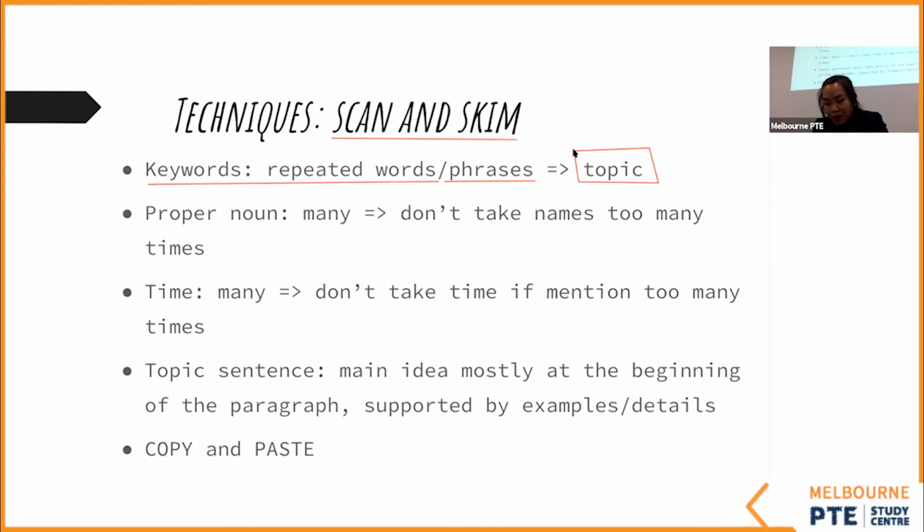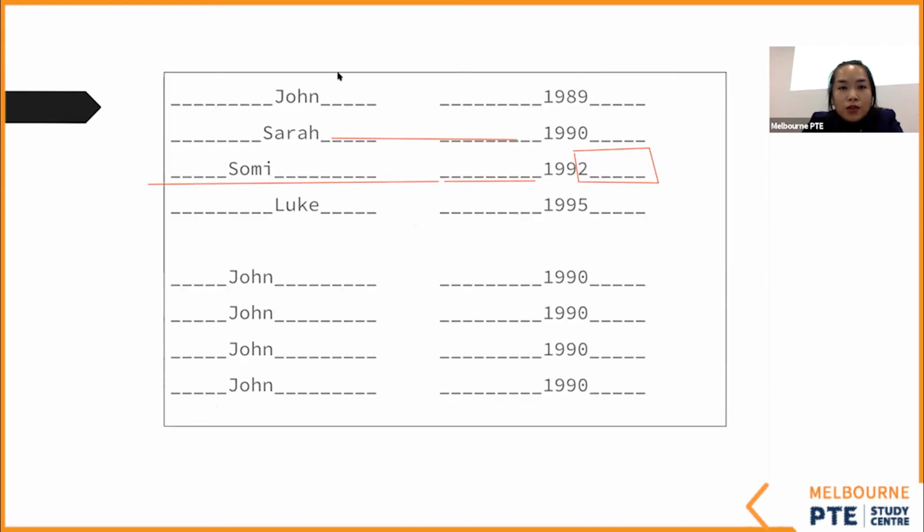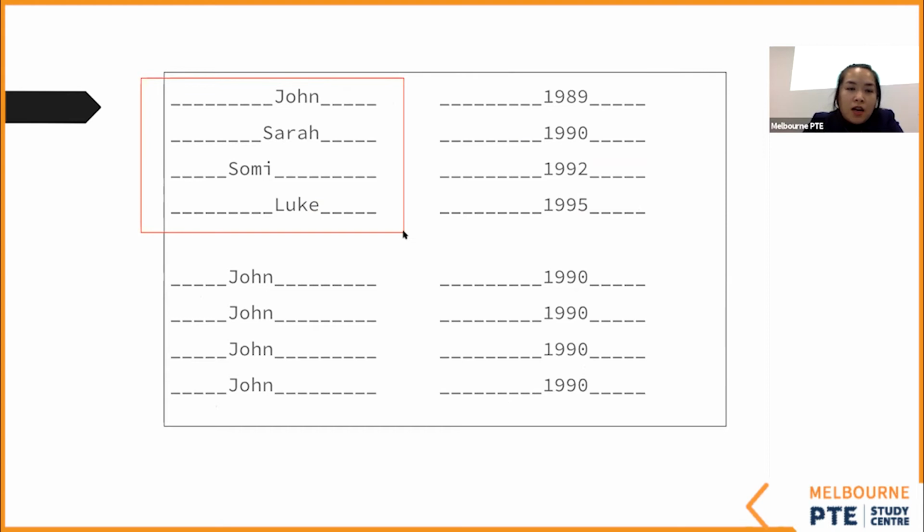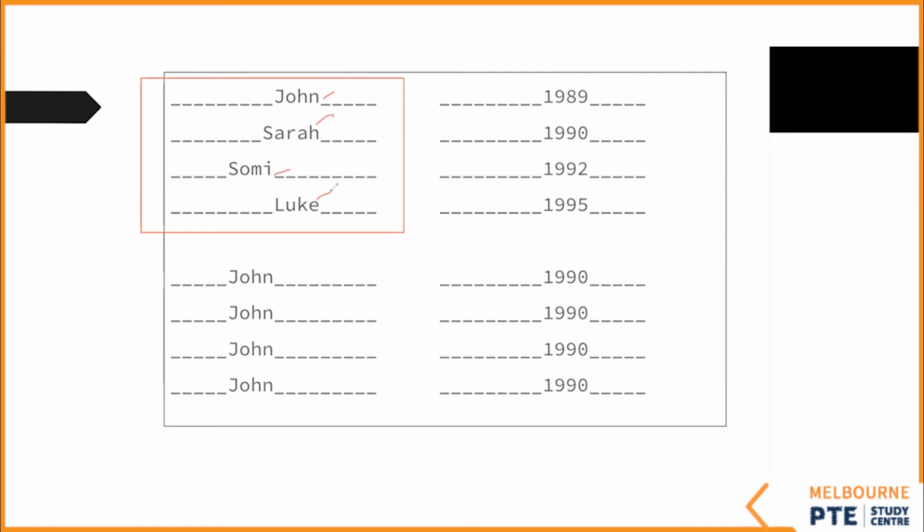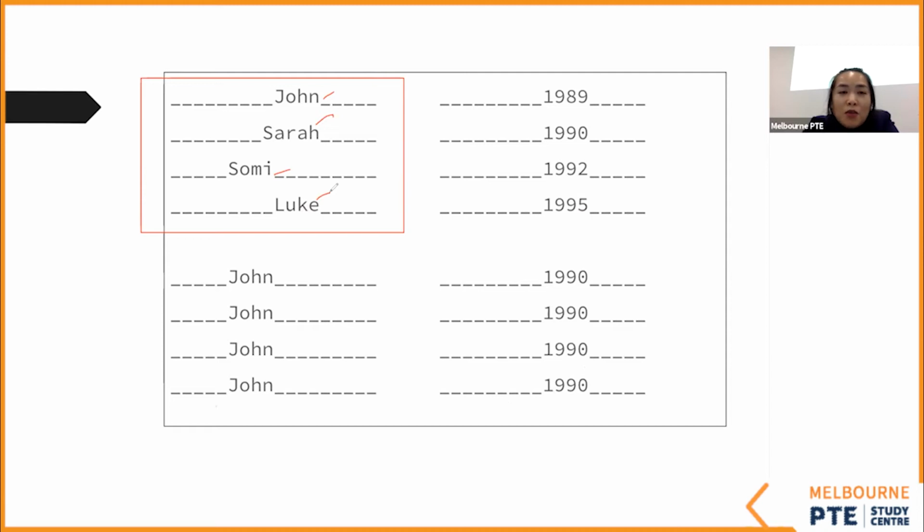Now, tell me, if you are reading something, and this is what is shown on the screen. In the first paragraph, I have John, I have Sarah, I have Somi, I have Luke. Should I include the name in my summary? No. Why? Because you don't know which one is important, because they give you different names. That means these people aren't even important in the paragraph.